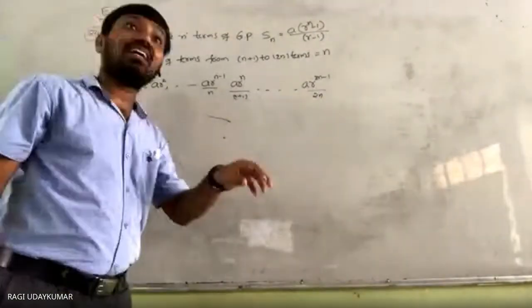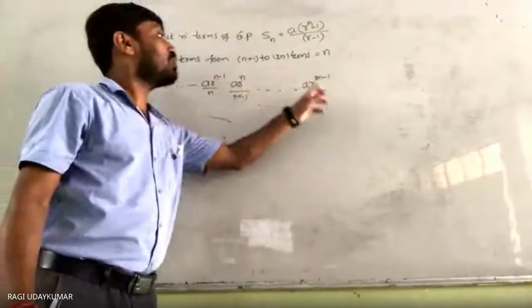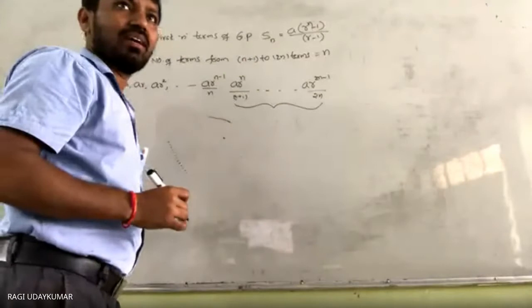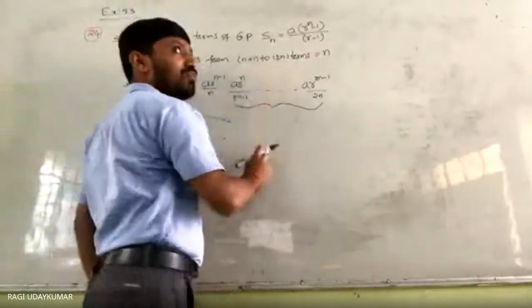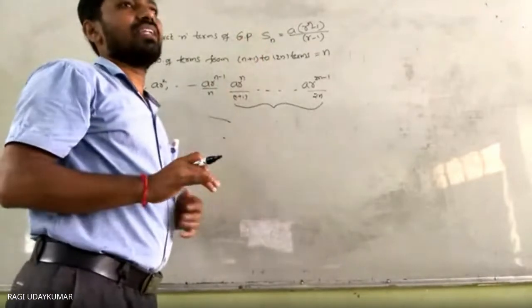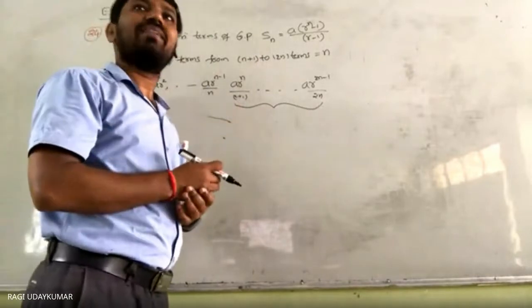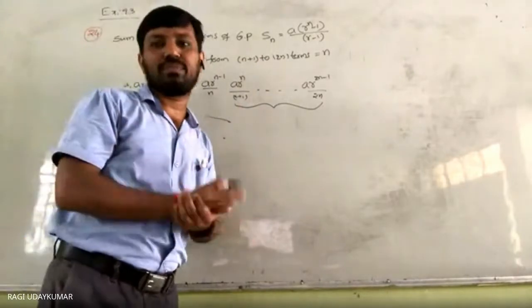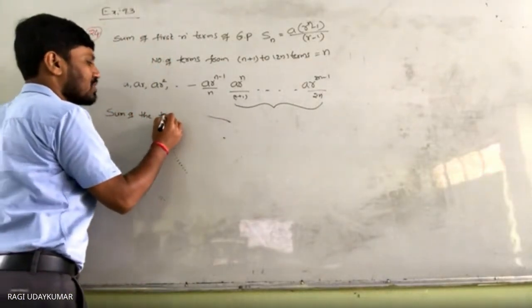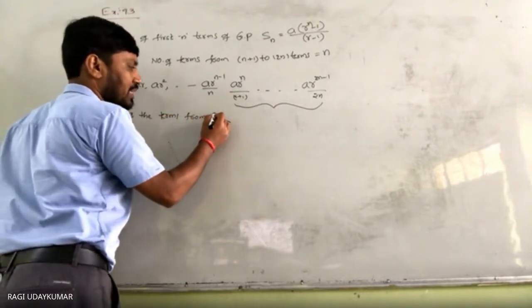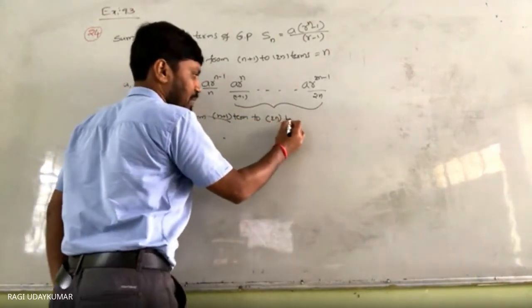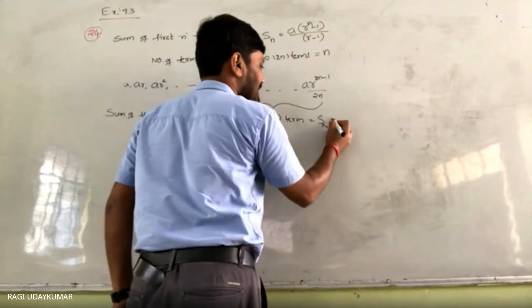What is the sum of the terms from n plus 1th term to this term? The question is asking this sum. Is it understood? So the ratio of this one and that one you need to find out. Let us consider this one as Sn. Or consider S capital N. Whatever representation, you can write your own. It's not mandatory. So the sum of the terms from n plus 1 term to 2n term, let us represent by S capital N.